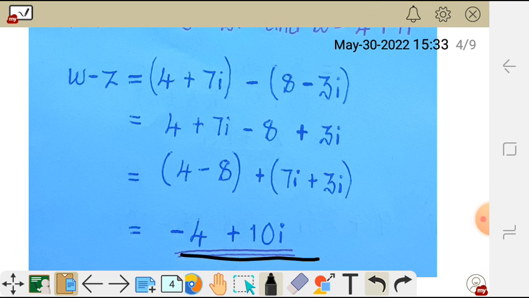Instead of going through these methods, you can also just go direct. You say 4 minus this 8, which is the real part, so it will be negative 4, and then 7i minus negative 3i. This negative with that negative will become positive, and it will be just 10i. So that is subtraction of complex numbers.